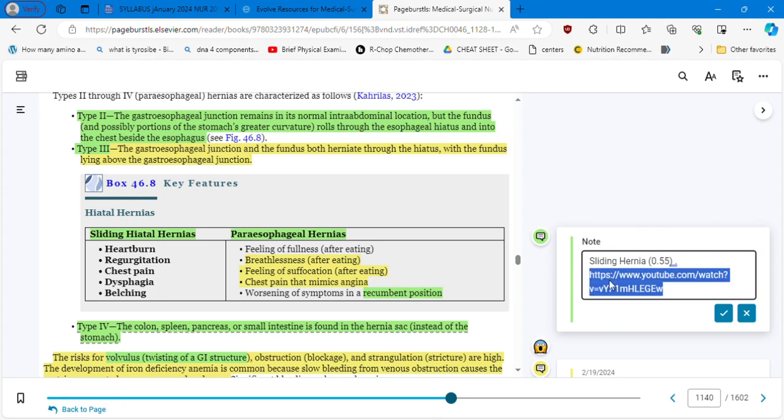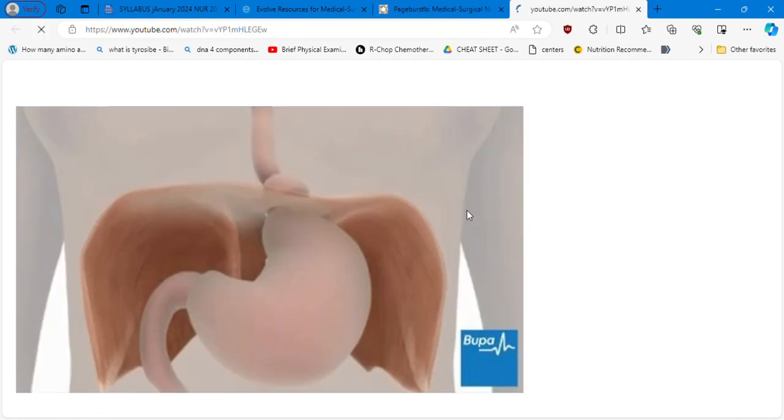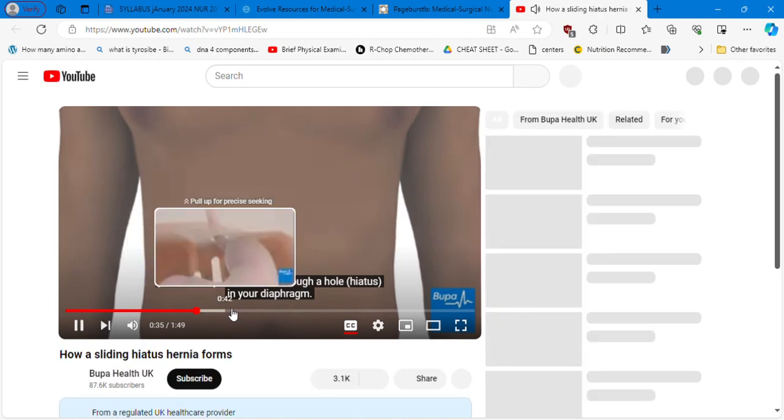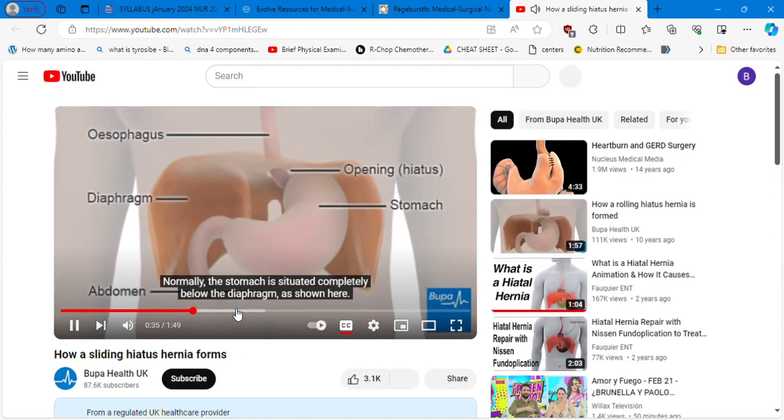At this point you should already be mastering the lower esophageal sphincter, the diaphragm, and everything, okay? I'm going to play an animation.